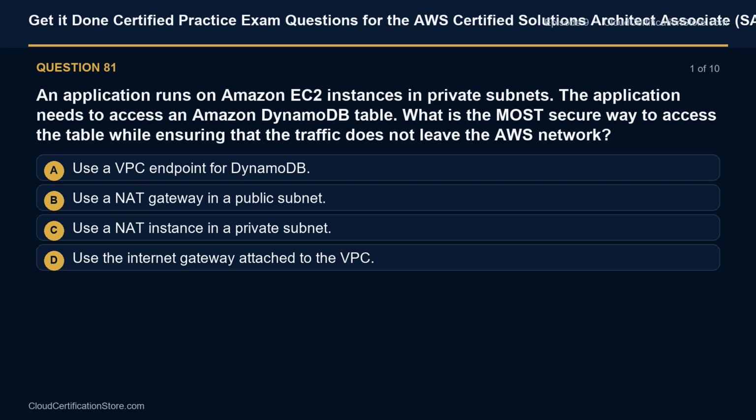Option B. Use a NAT gateway in a public subnet. Option C. Use a NAT instance in a private subnet. Option D. Use the Internet gateway attached to the VPC.